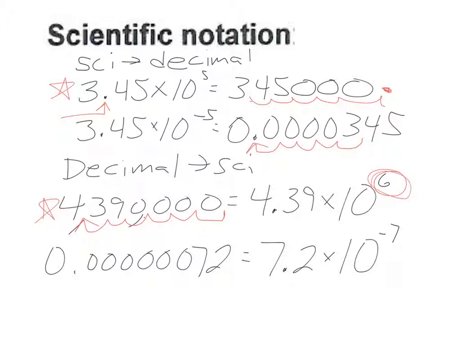And then moving my decimal for the last example to after the 7, 1, 2, 3, 4, 5, 6, 7 places, and it's a negative 7 because I'm dealing with a small number.